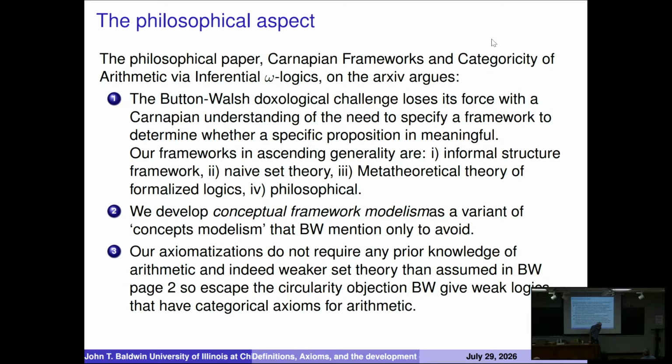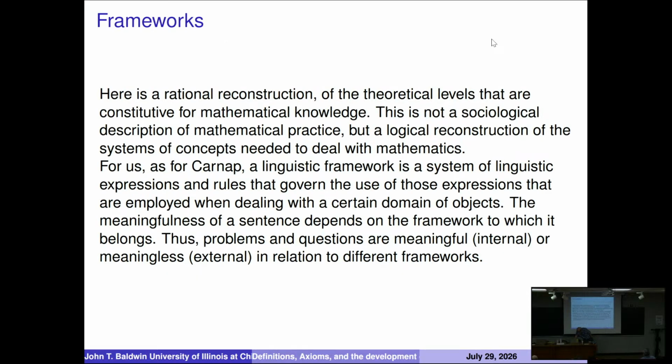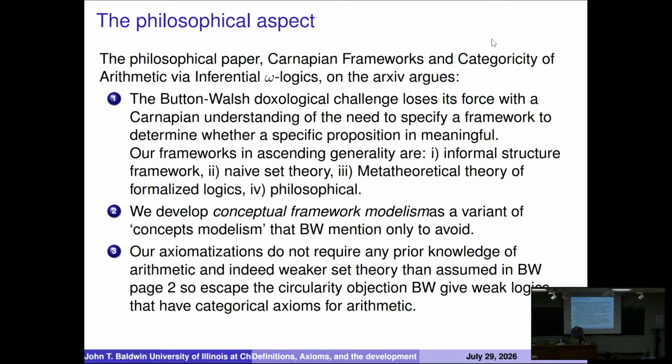Okay, now the rest of this talk is the more philosophical end about where this comes up with the objection to the Walsh doxological challenge that I mentioned two days ago, and how our notion of a conceptual framework modelism is a reasonable variant. So recall, maybe it's even on the next page, I can't remember. I was copying stuff over last night. No, I guess not. Oh yeah, I do have that. We have these frameworks. So remember, the doxological challenge is, how does a modelist identify an isomorphism class?